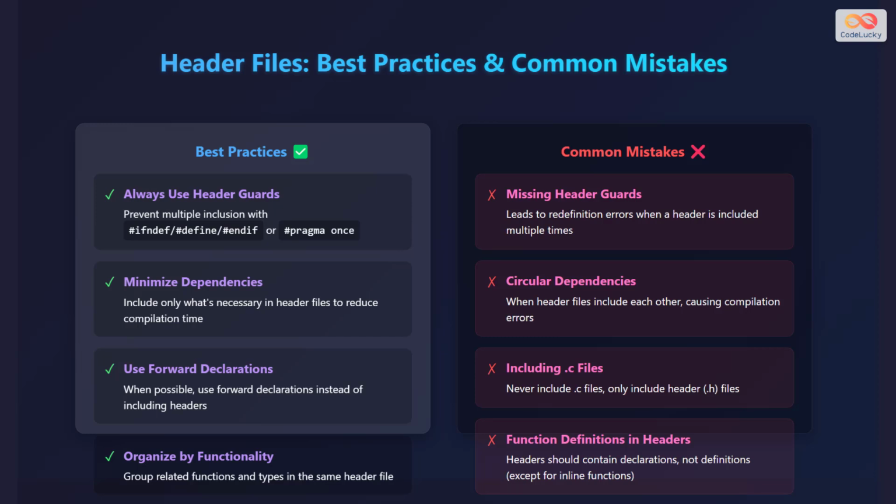Also, let's discuss some common mistakes to avoid when working with header files. Missing header guards can lead to redefinition errors when a header is included multiple times. Circular dependencies occur when header files include each other, causing compilation errors. Never include .c files directly, only include header files with the .h extension. Headers should contain declarations, not definitions, except for inline functions, to avoid multiple definitions of the same function.